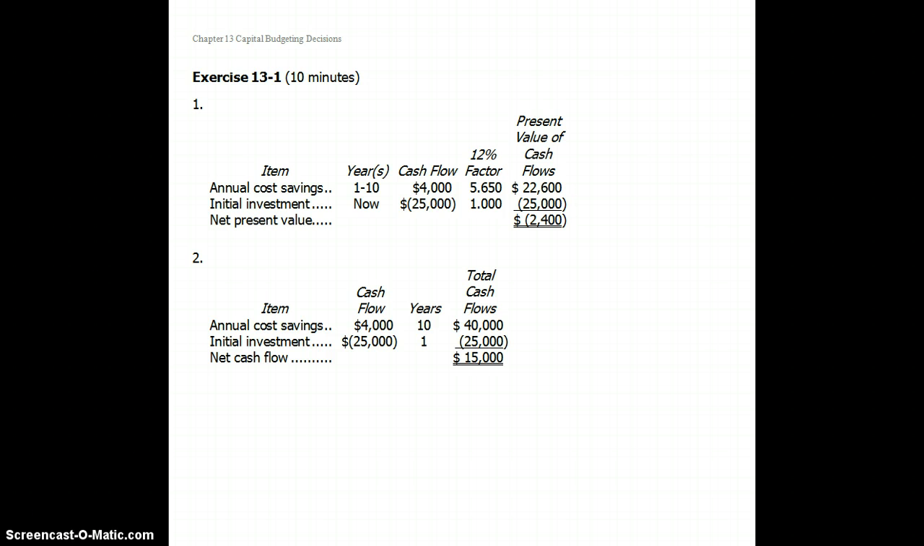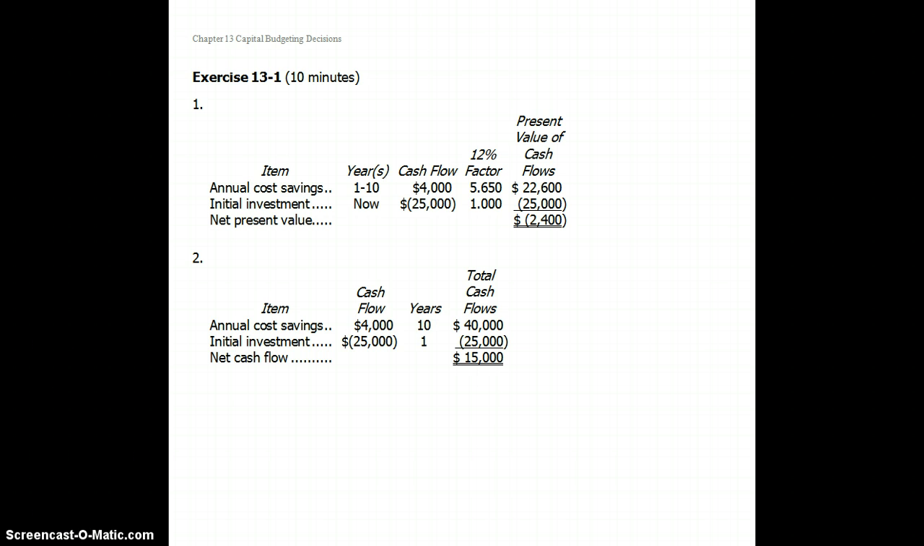The management of Opry Company, a wholesale distributor of suntan products, is considering the purchase of a $25,000 machine that would reduce operating costs in its warehouse by $4,000 per year. At the end of the machine's 10-year useful life, it will have no scrap value. The company's required rate of return is 12%. They want us to determine the net present value of the investment in the machine.